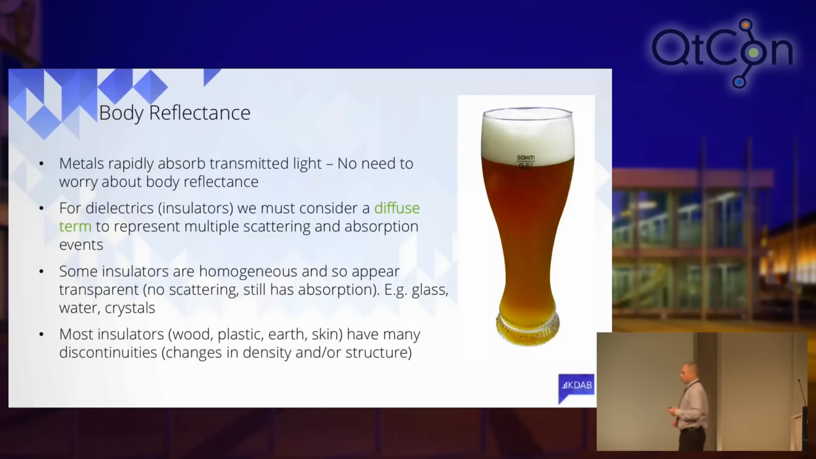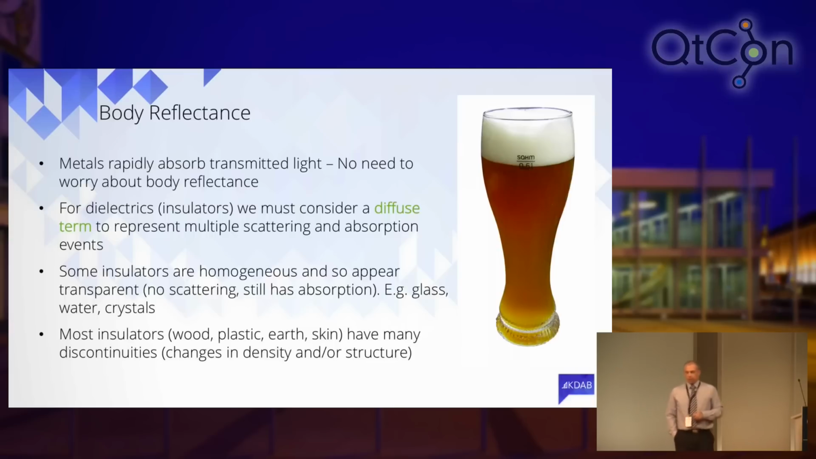Other insulators, such as wood, which has a very fibrous structure, or cardboard or plastic, have lots and lots of optical discontinuities inside them. So every time we see an optical discontinuity, remember, some light is reflected and some light is refracted.